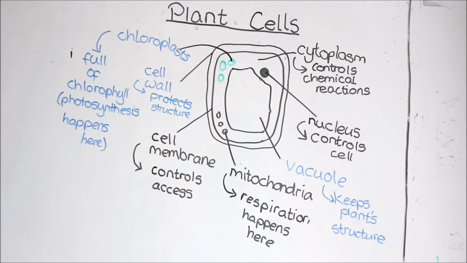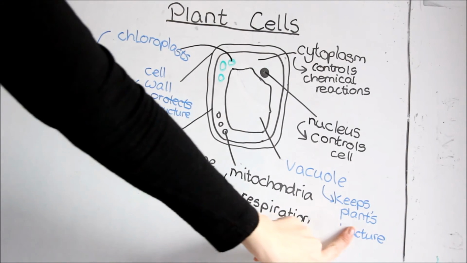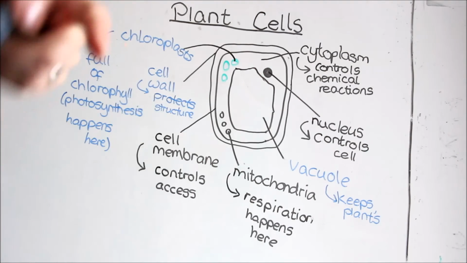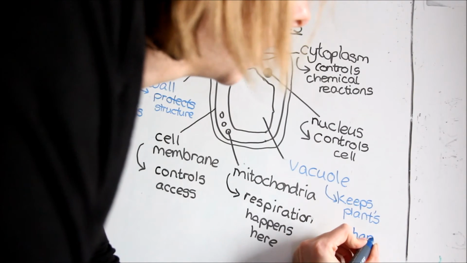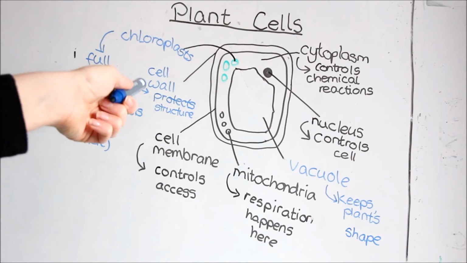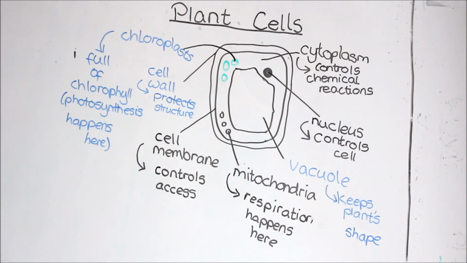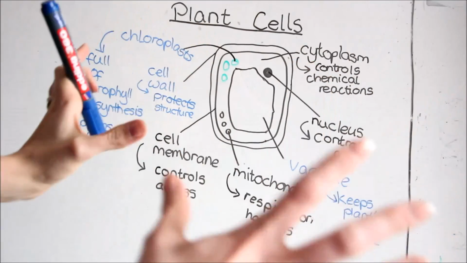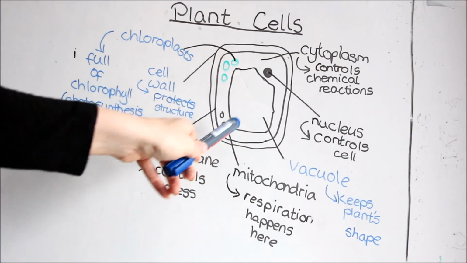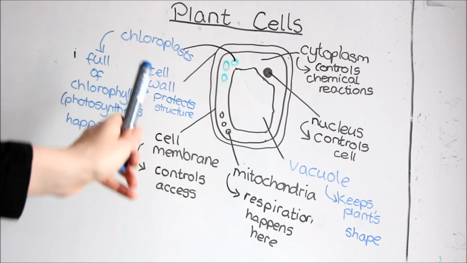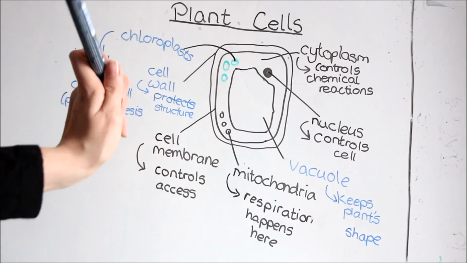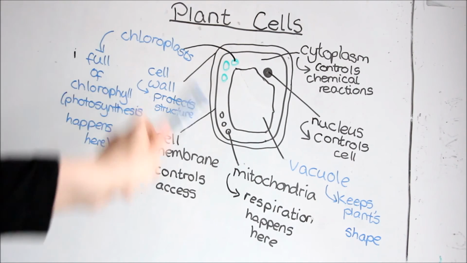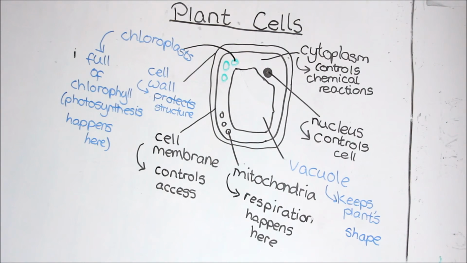And in order to reduce confusion, I am going to change this, and I'm going to change it to say shape instead of structure, because then we're not going to get confused between the vacuole and the cell wall. So the vacuole kind of pushes outwards to keep the plant's shape, and the cell wall, which is kind of another word for structure, but we're using it in a slightly different meaning, protects the overall structure of the plant. I hope that makes sense.